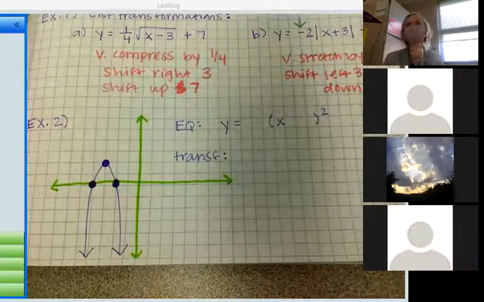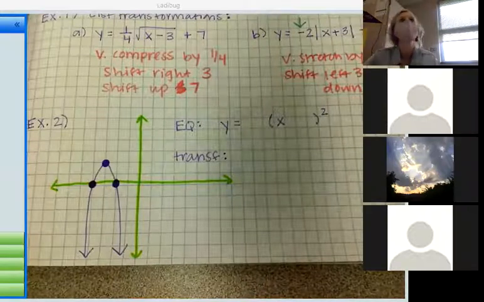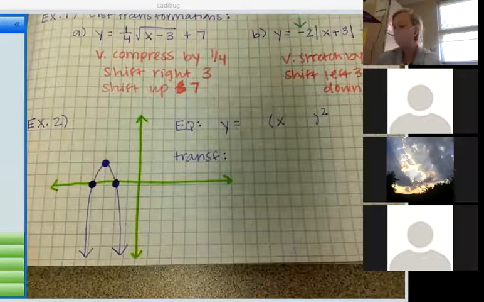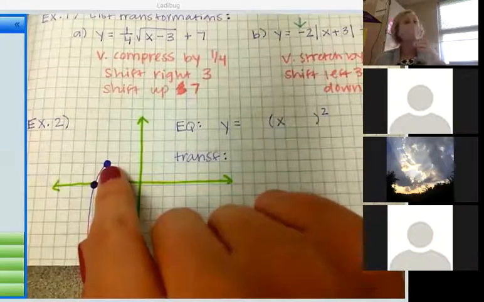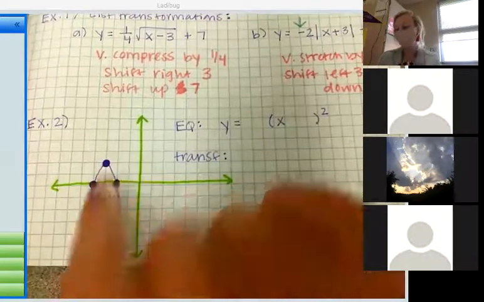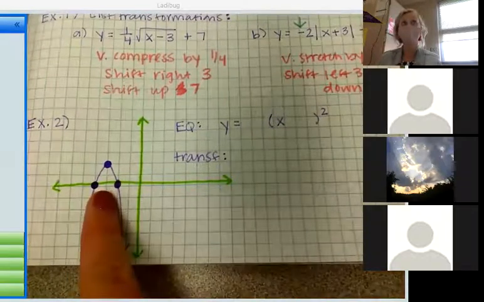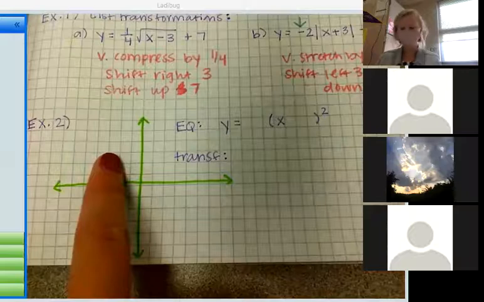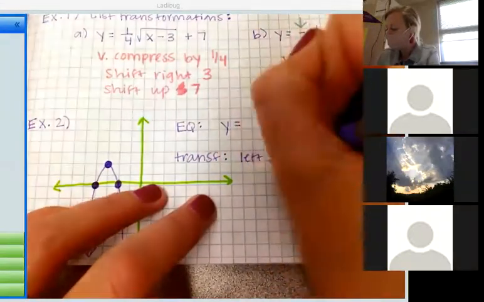Okay, now let's talk about quadratics. Where do they normally start? Where did all of our parent functions normally start? 0, 0. Is this one at 0, 0? Is the vertex at 0, 0? No. So where did I move it? Where's it at? Left how many? 3 and up 2. So I'm going to go ahead and write those here. We're shifting it left 3, up 2.